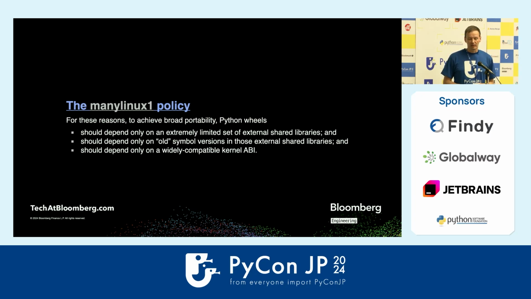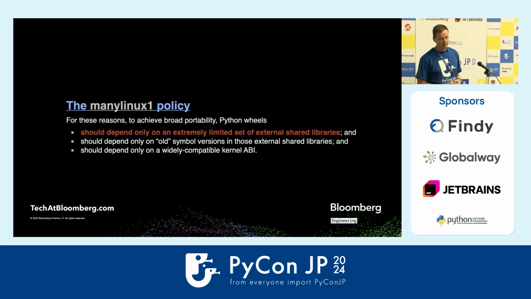Okay, so starting with the first one, what the manylinux standard says is that wheels should depend only on an extremely limited set of external shared libraries. And I think we could phrase this sentence slightly differently to make it easier to understand. What this is actually saying is that wheels should not depend on any external shared libraries except for a few, a limited set.